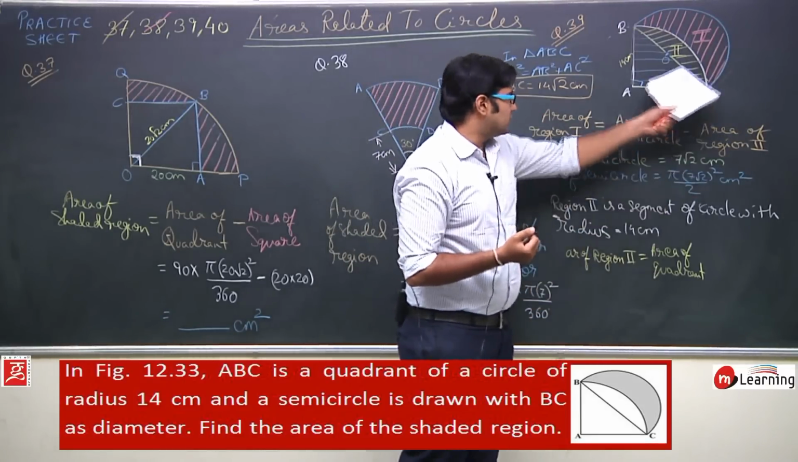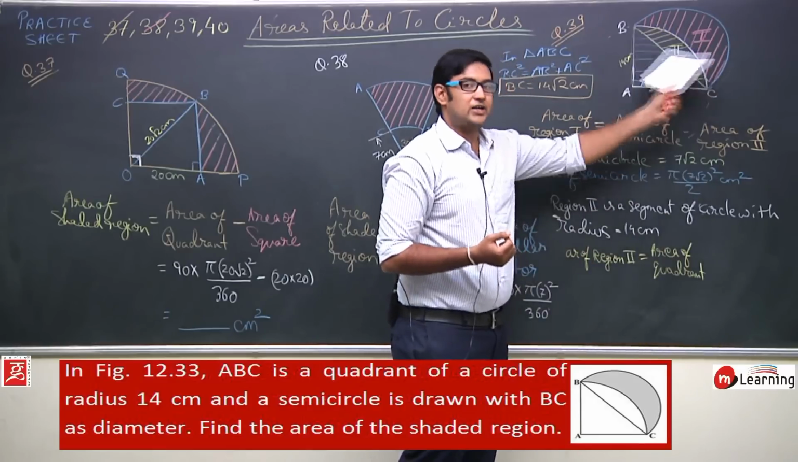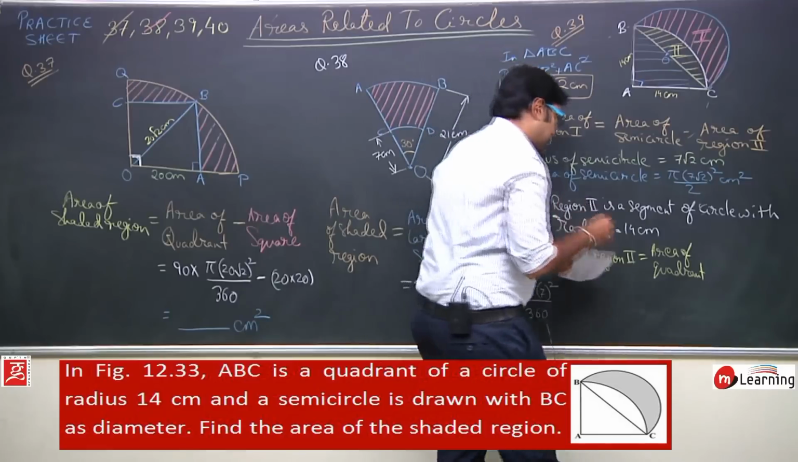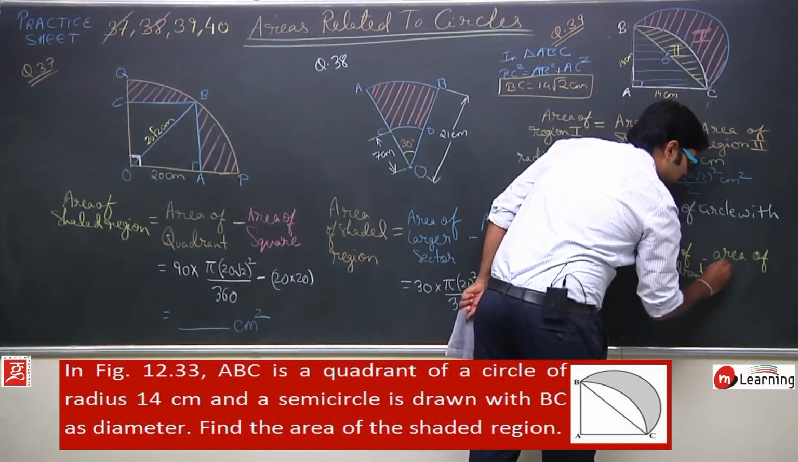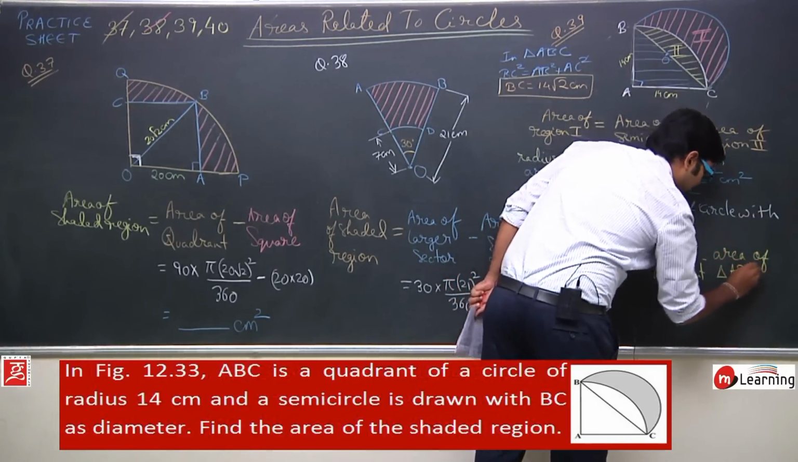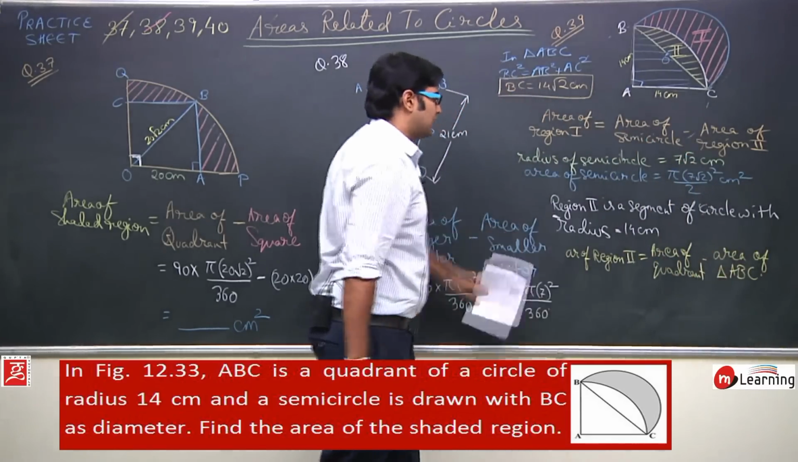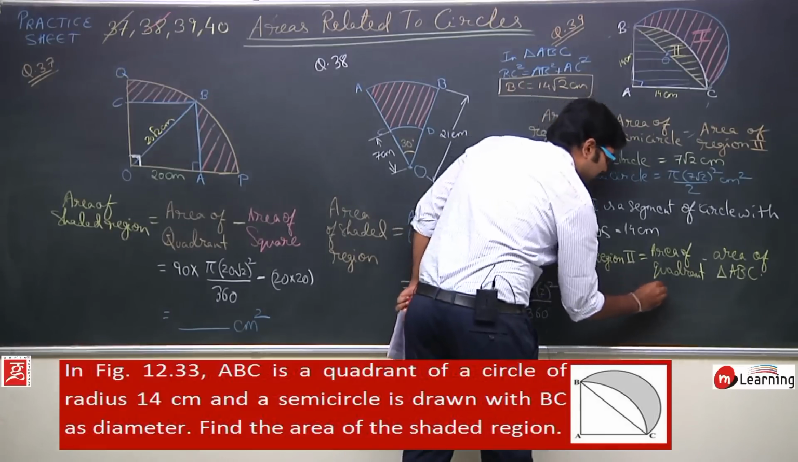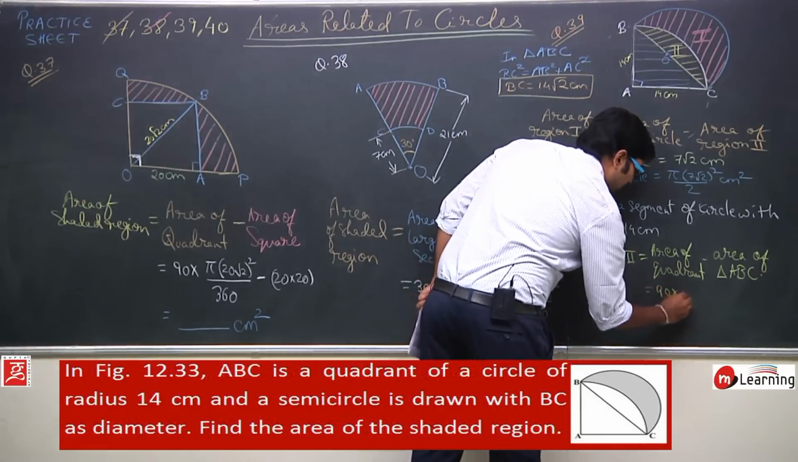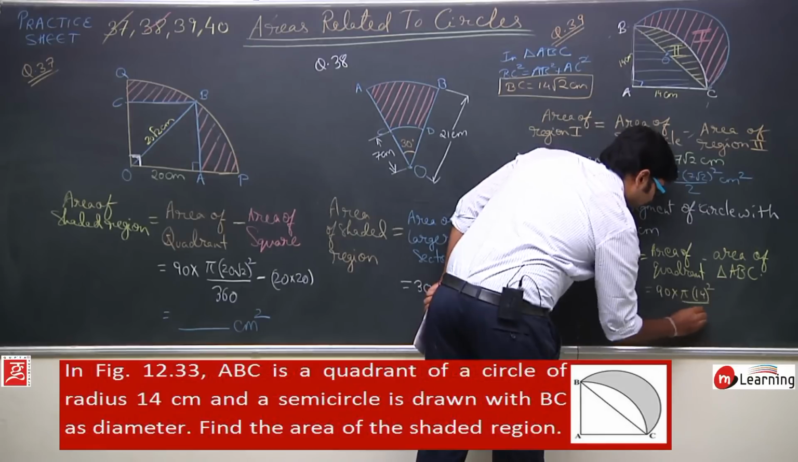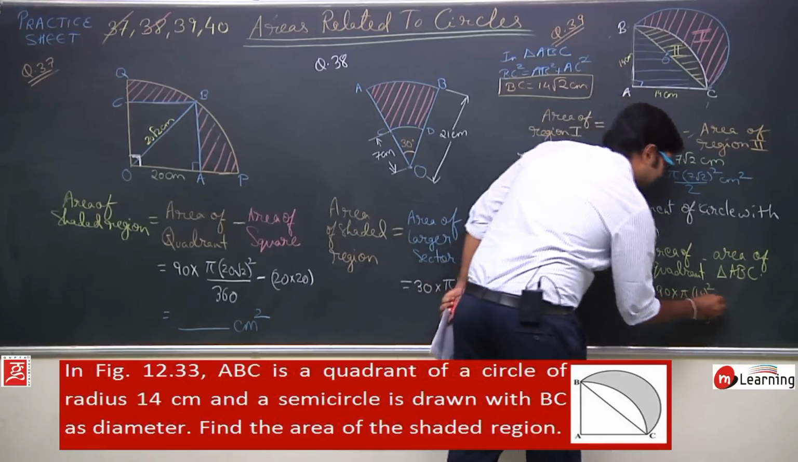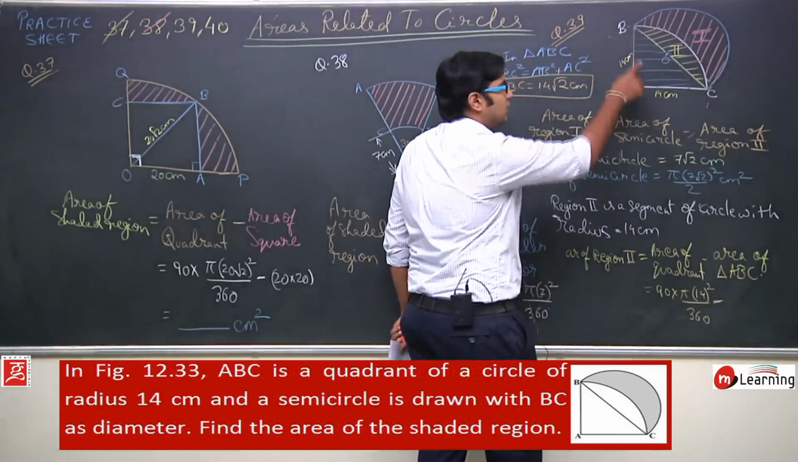So area of region 2 is equal to area of quadrant minus area of triangle ABC. Now what is the area of the quadrant? Area of quadrant is 90 into pi into r square, that is 14 square, upon 360, minus the area of the triangle.